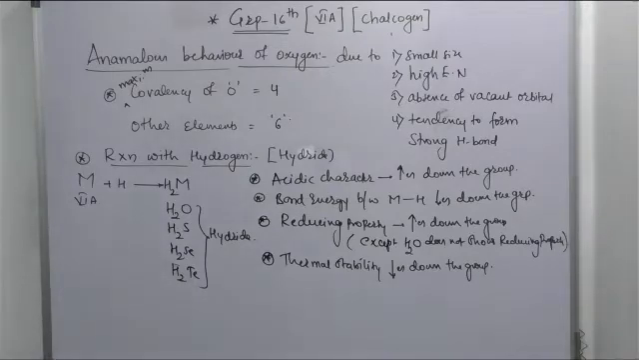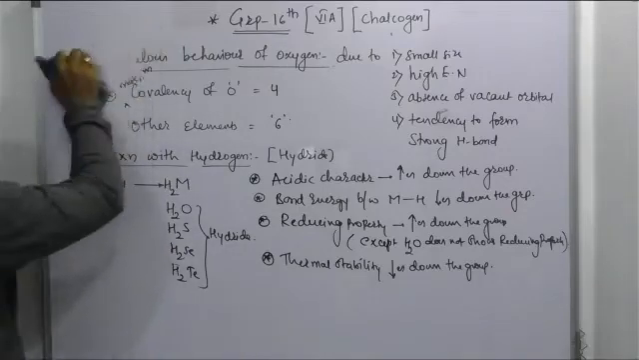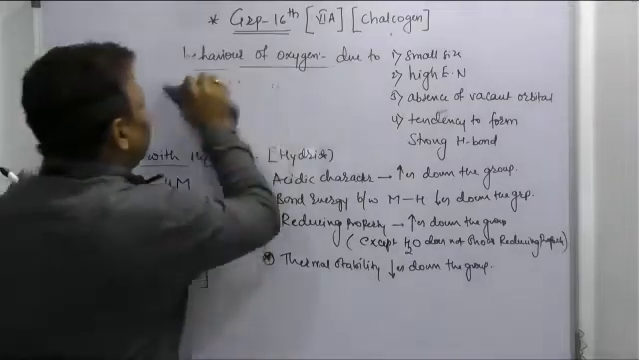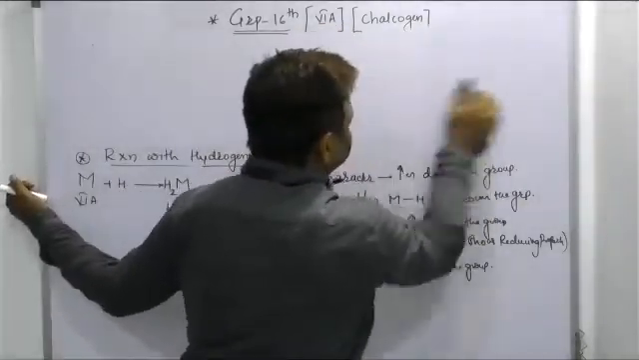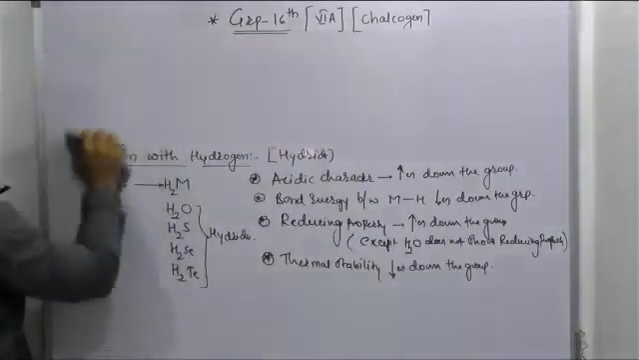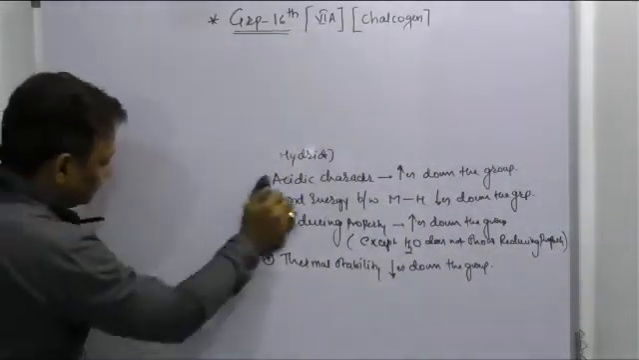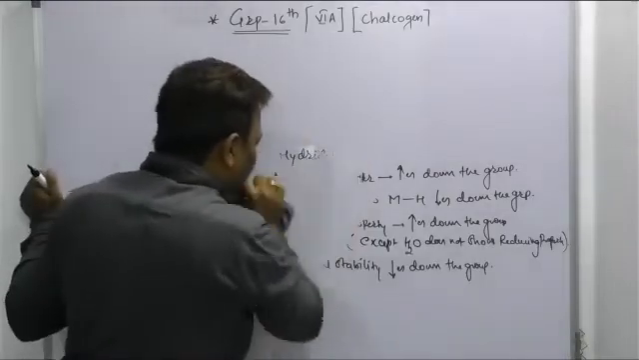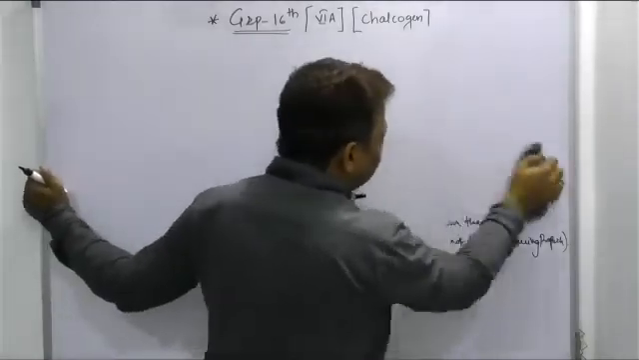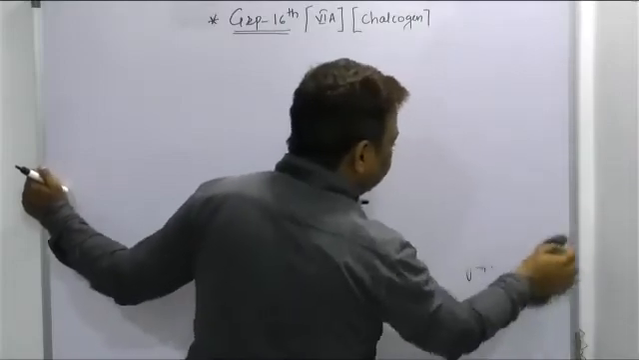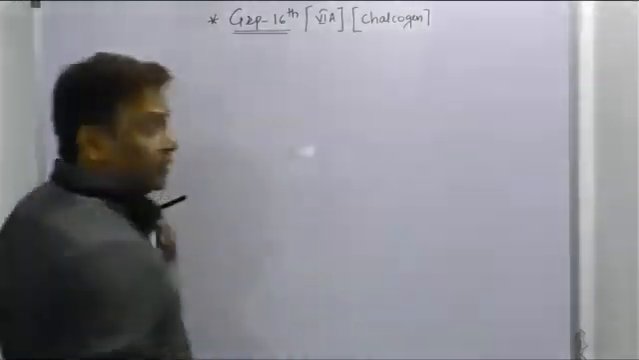Next one, beta, reactivity with oxygen. This group element on combining with oxygen has a tendency to form two types of oxide. What are the two types of oxide formed by them? You know, dioxide and trioxide.